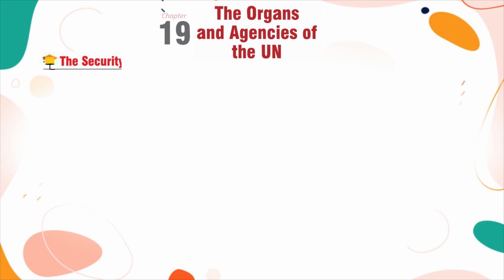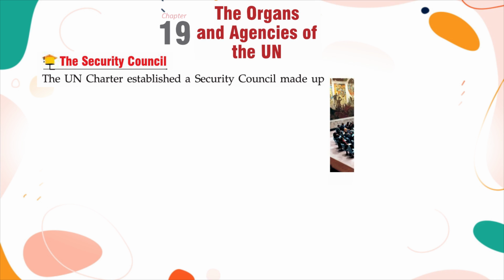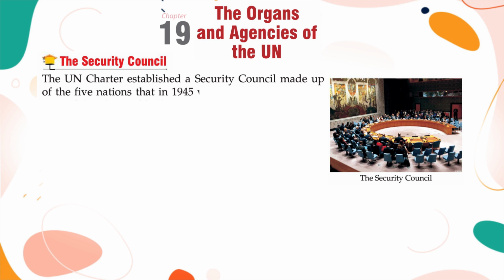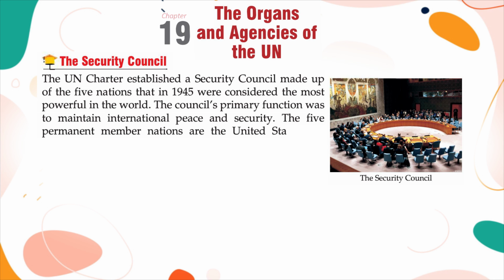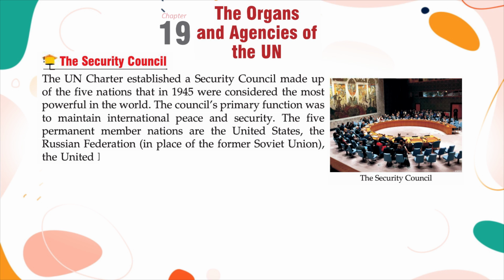The Security Council. The UN Charter established a Security Council made up of the 5 nations that in 1945 were considered the most powerful in the world. The Council's primary function was to maintain international peace and security. The 5 permanent member nations are the United States, the Russian Federation in place of the former Soviet Union, the United Kingdom, France, and China.